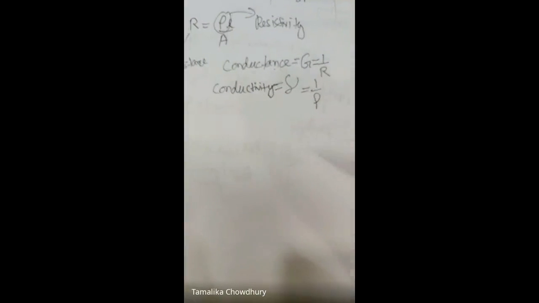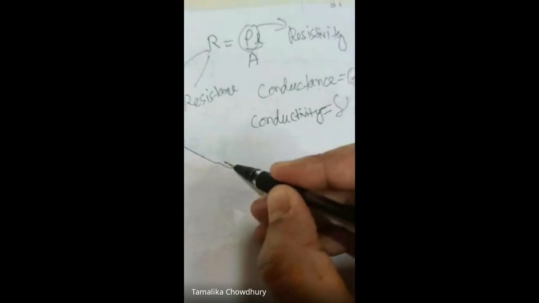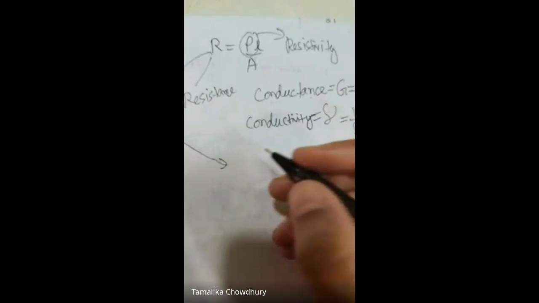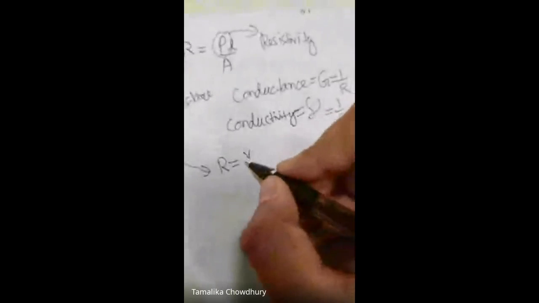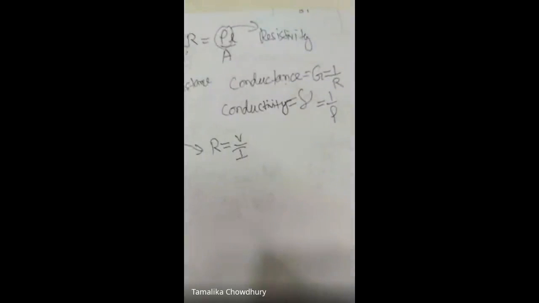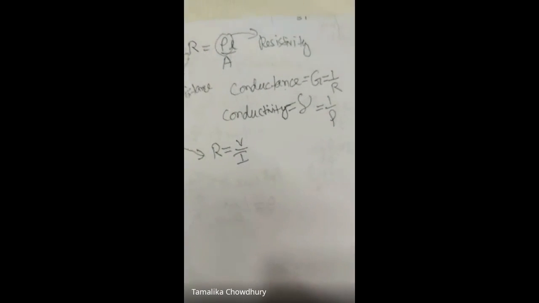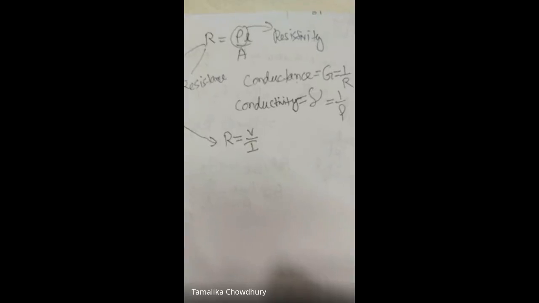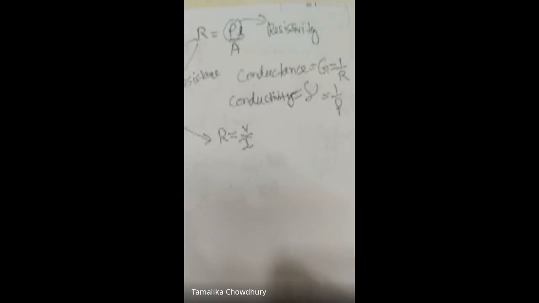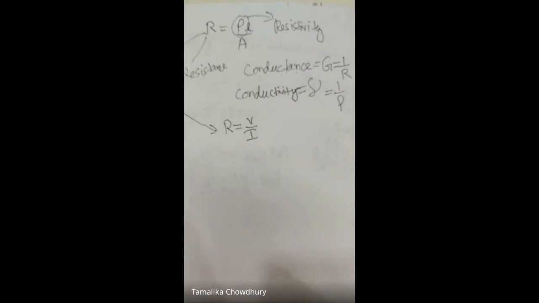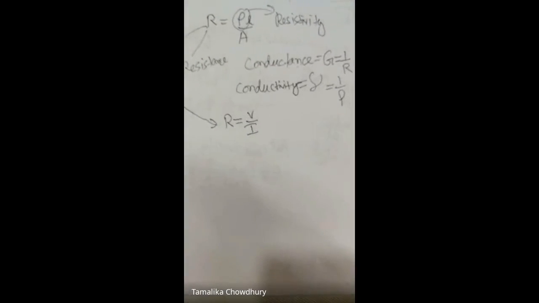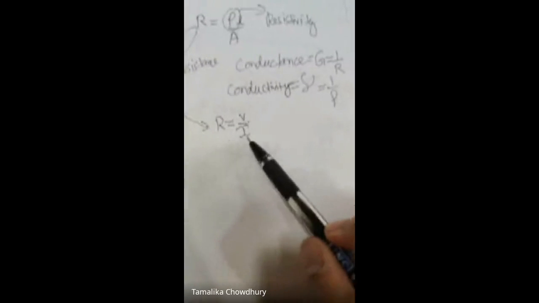So now we can say that according to Ohm's law, R's expression was what? We can write R according to Ohm's law as V by I. If anyone is unmuted, please mute yourself. You can speak only when you unmute, otherwise you mute. Okay. So R can be written as V by I.